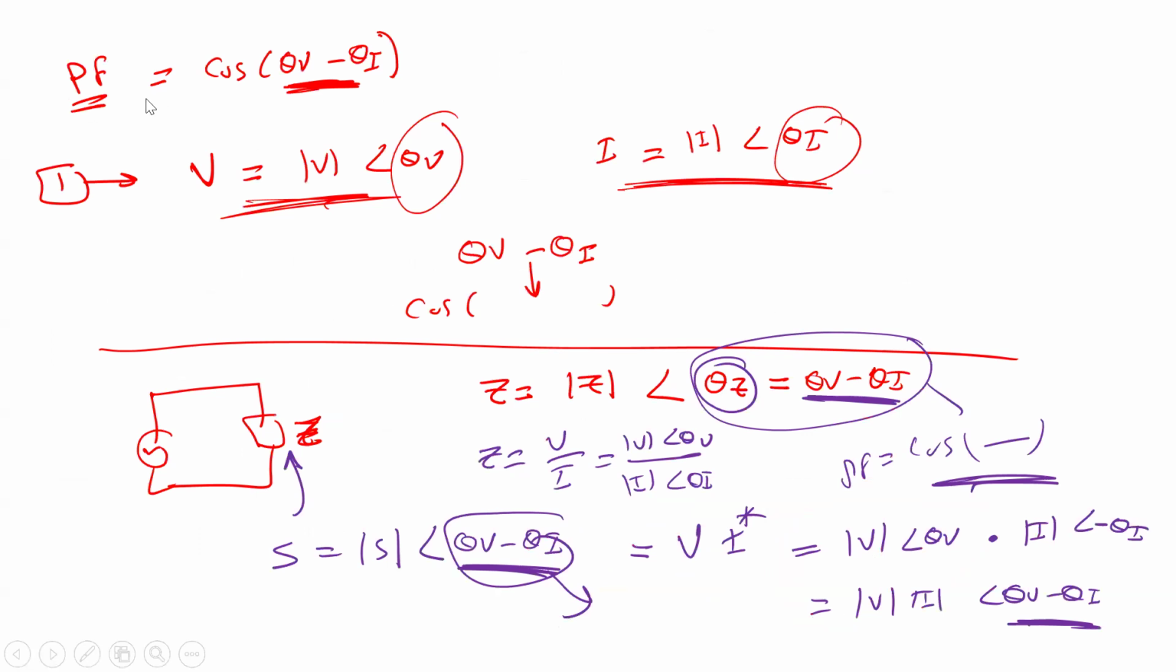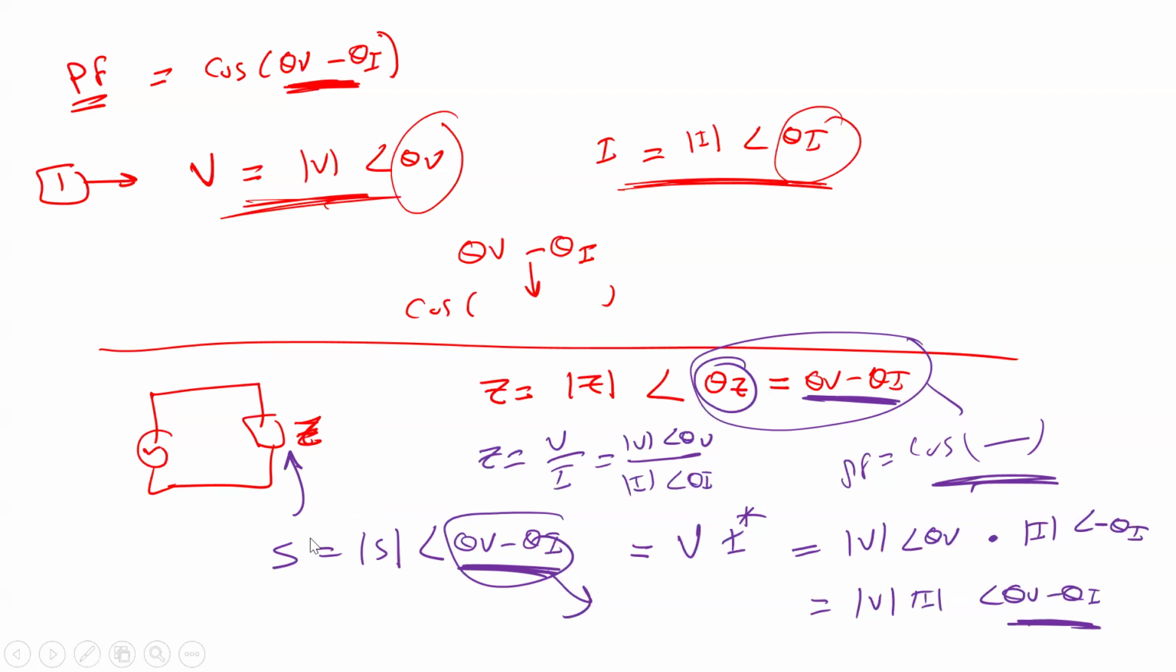I told you guys, if you want to calculate the power factor, it has to be cosine of theta V minus theta I. In the first case, if you have V and I, that means you have theta V and theta I, so it's easy. You can just take these two and calculate the cosine, the power factor. The other possibility, if you already have Z, the angle of Z is actually theta V minus theta I, so I can take it and get the cosine.